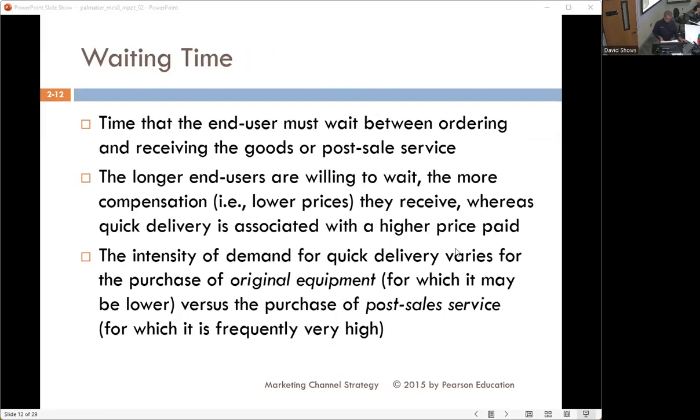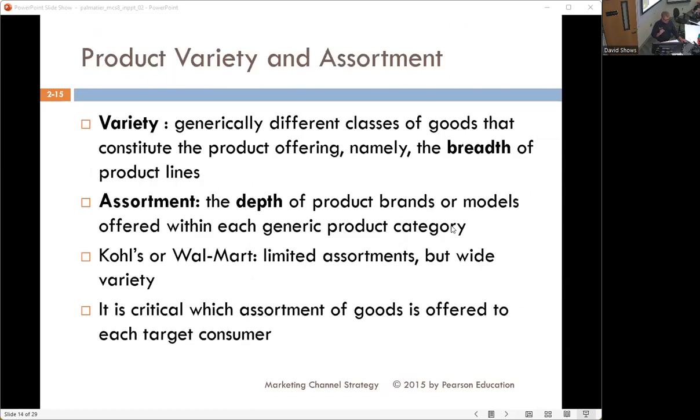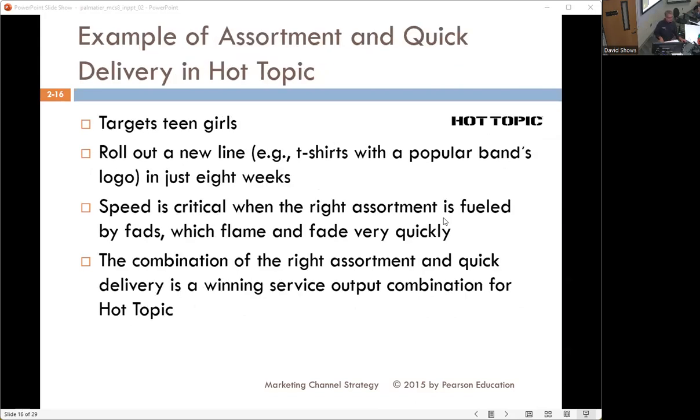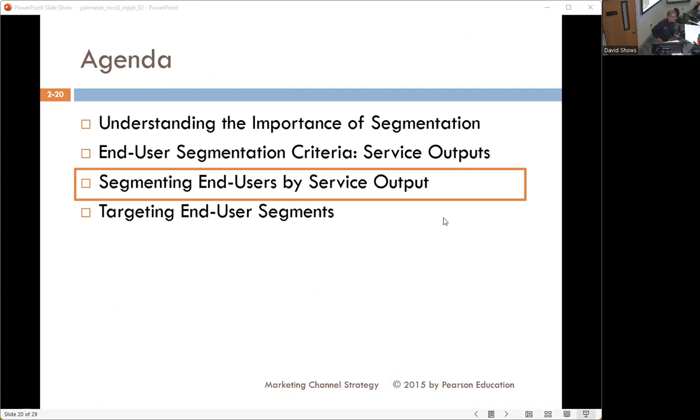So we left off on chapter 2. We were talking about all of the service outputs that are used to do market segmentation based upon channels. And we talked about how each one of these individually creates some unique desire or helps to create unique segments in marketing in which we can identify with and ultimately, hopefully, market to. So, how do we actually do this? How do we segment users by service output?